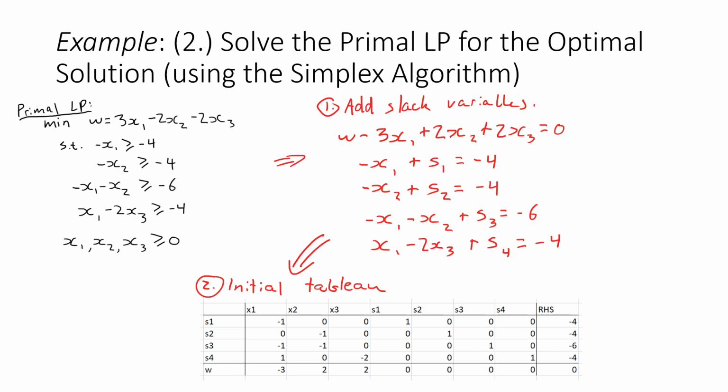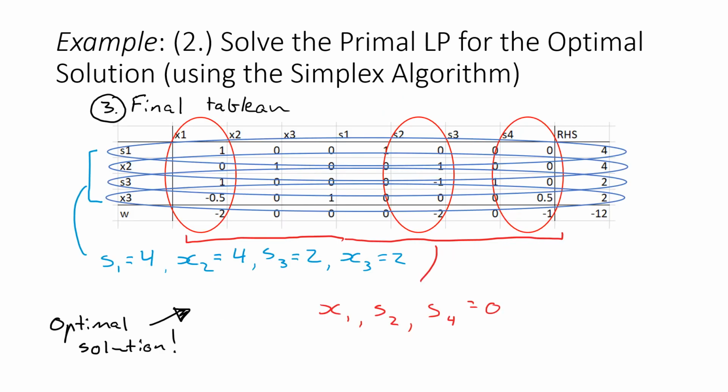To do this, we add in our slack variables S1, S2, S3, and S4 for the primal LP and convert the problem into an initial tableau. Here are the results of the final tableau. Again, as we are focusing on the complementary slackness theorem, if you would like an understanding of how to obtain this final tableau from the initial tableau, I would advise you to supplement your learning with a video specific to the simplex algorithm. As such though, the optimal solution to our primal LP is S1 equals 4, X2 equals 4, S3 equals 2, X3 equals 2, X1 equals 0, S2 equals 0, and S4 equals 0.